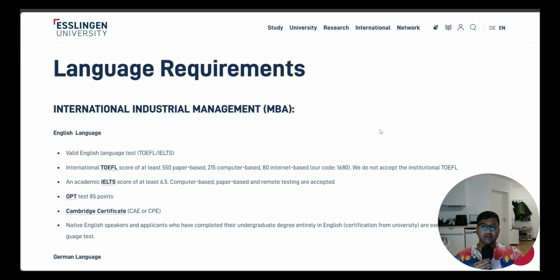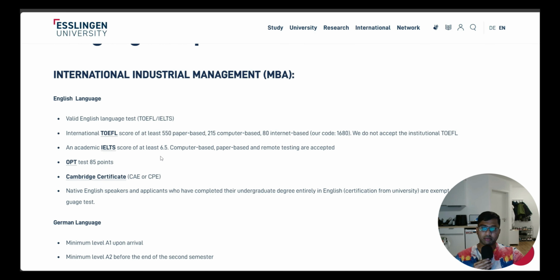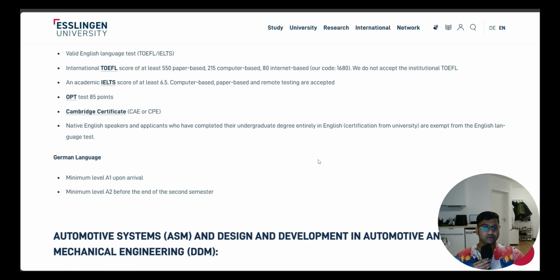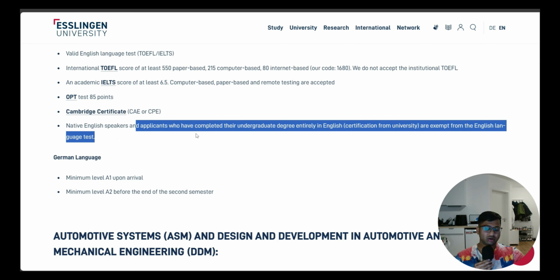So what are the English language requirements that you need to have? You need a valid IELTS or TOEFL score, where you need IELTS 6.5, as we know. Native speakers do not have to prove their English, and applicants who have completed their undergraduate degree entirely in English, so medium of instruction is also accepted, are exempt from the English language test. People from India, most of the colleges, they studied their bachelor's in English, so they can get a medium of instruction certificate from their university and submit it if you haven't taken IELTS as of now. If you want to apply, then your medium of instruction certificate is also accepted.